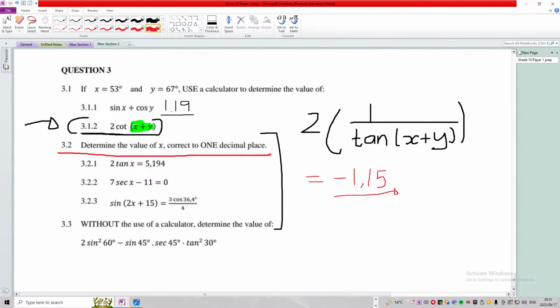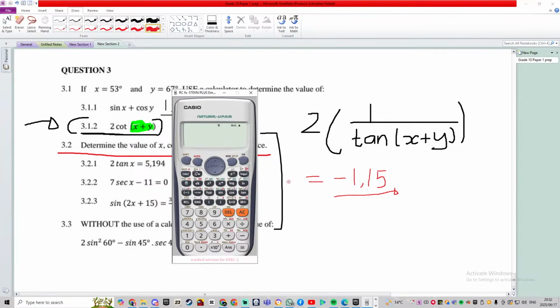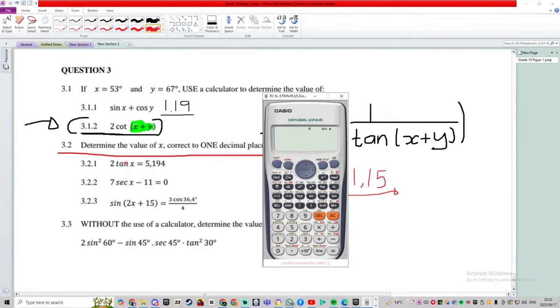Okay, 3.2. 2 tan x. This one's easy, no? Yeah, but now you see here, this is where the mistake comes in. I'm gonna do this on a calculator, just for the sake of time. 2 tan x. Firstly, I'm gonna divide 5,194 by 2. See there? Do you see that?